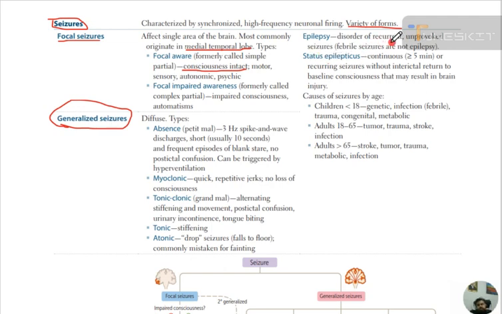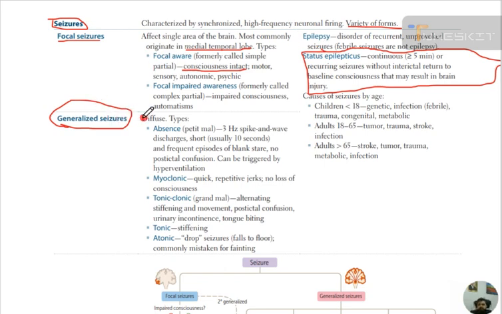Status epilepticus continues for more than 5 minutes, or there are recurring seizures without the interictal return to baseline condition, which may result in brain injury. So you should keep it in mind. It is a very important viva question also if you are preparing for a viva exam, and very important in the USMLE Part 1 exam too.